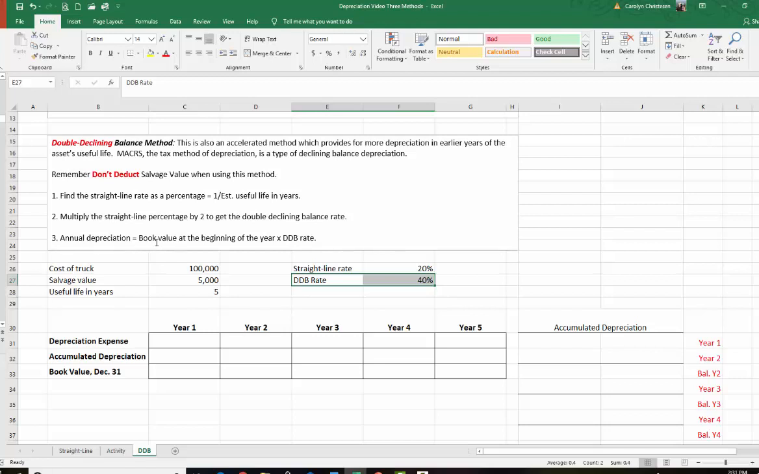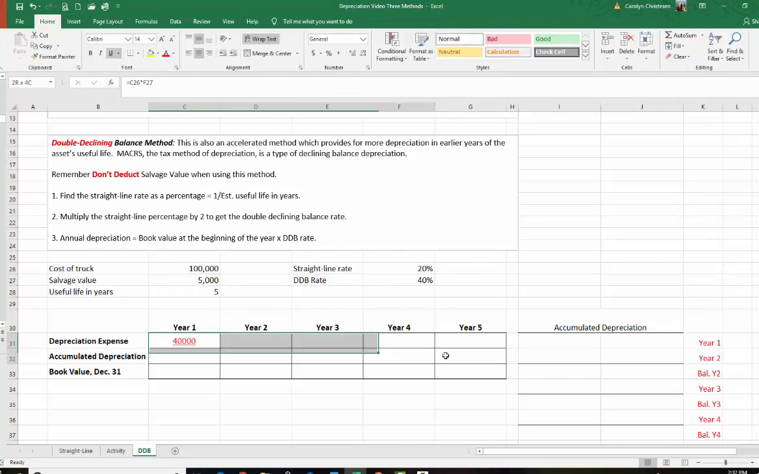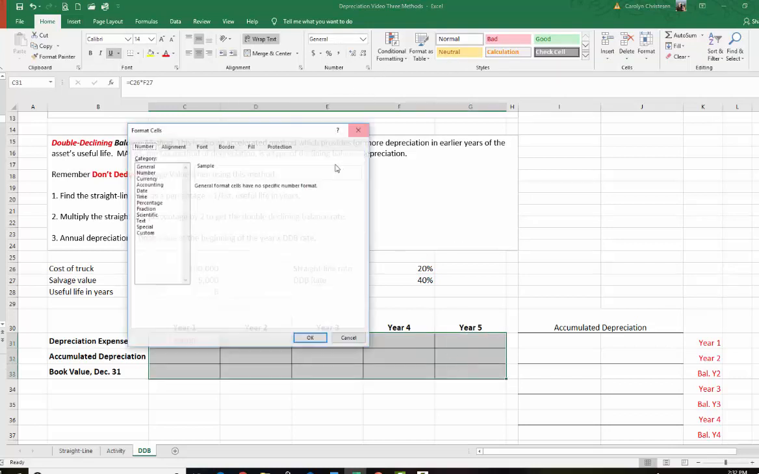Okay, so annual depreciation is equal to book value at the beginning of the year. Now, in the first year, you haven't taken any depreciation. Your book value is equal to your cost. So it's cost times your double declining balance rate. Again, let me fix my formatting.